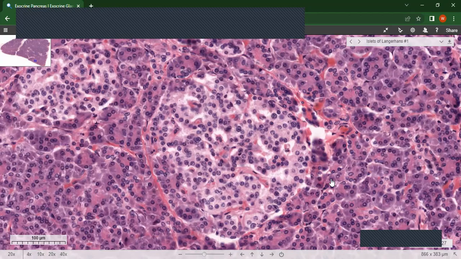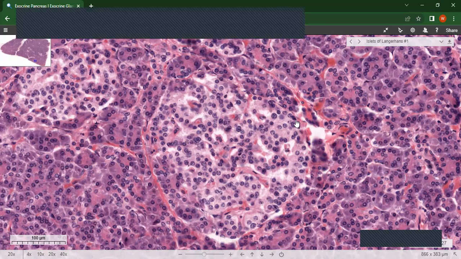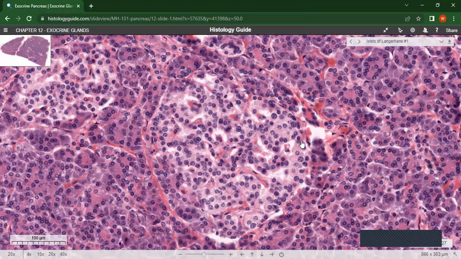So let's look at the endocrine portion. The endocrine portion refers to the islets of Langerhans. They do not make up a very large percentage of the pancreas. In the pancreas, they are located mainly in the tail. So this is an islet of Langerhans. Remember, it has various cell types. We have the alpha cells, beta cells, delta cells, epsilon cells, and the PP cells.